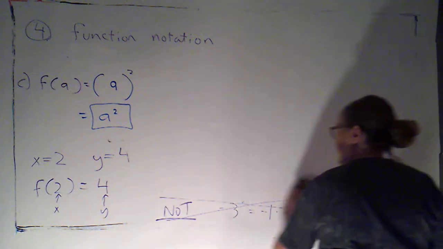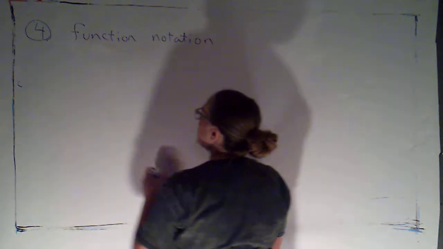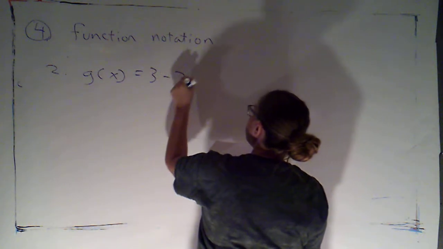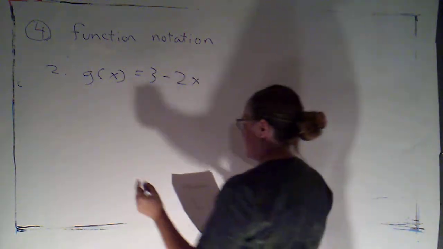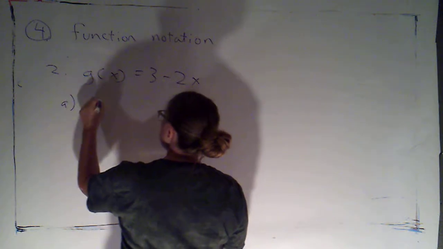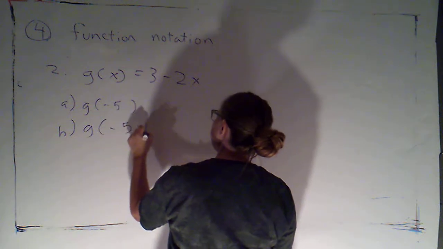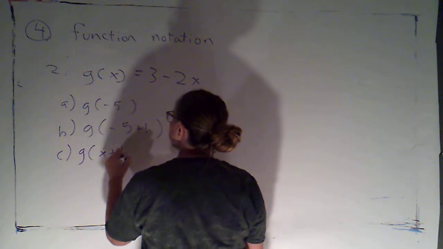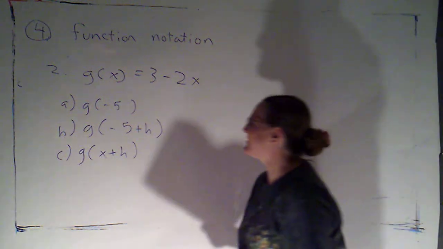All right, let's take a look at question 2 together, and then I'll have you try 3 and 4 on your own. So question 2, we've got the function g of x equals 3 minus 2x. Okay, and we're asked to evaluate g of -5, g of -5 plus h, and g of x plus h. Now that looks a little bit weird. We'll work through it together.